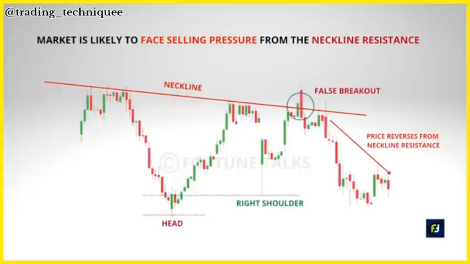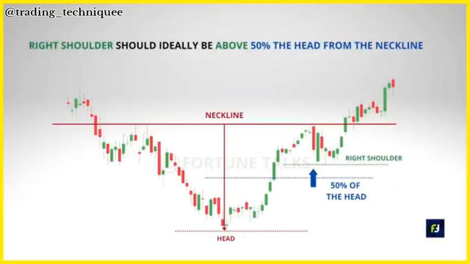So the market is likely to face selling pressure from the profit booking by the buyers and also from traders who want to sell at the resistance level. Now this will create a strong selling pressure which will lead to a price decline. So a rule that you can follow is that the right shoulder should be above 50% of the head of the pattern.